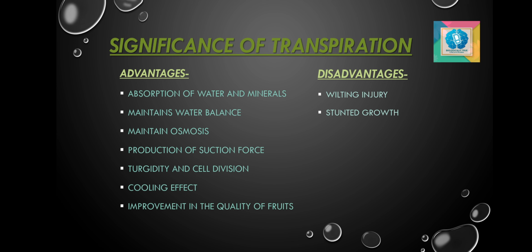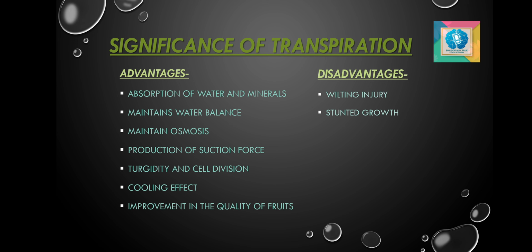Fifth, transpiration maintains the turgidity of the cells and is very helpful in the process of cell division. Sixth, the cooling effect of the trees is mainly due to water evaporation or transpiration. And lastly, the last advantage would be that optimum transpiration always helps in the proper growth of the plant and improves the quality of the fruit.